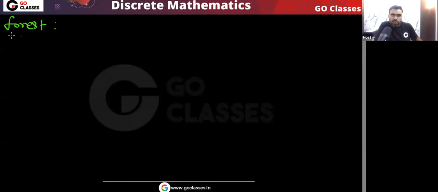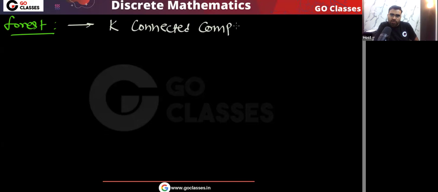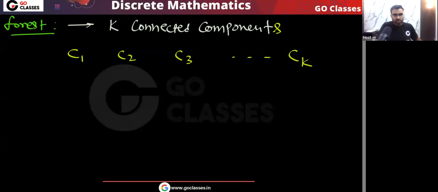In this forest you have total n vertices and there are k connected components. This we already know: in a forest every connected component is a tree, because what is a forest? That is basically a collection of trees. So forest means acyclic graph, so every connected component will be a tree. So you can see here these are the k connected components. Let me write it. For example, let's assume this is connected component C1, C2, C3, and so on up to Ck. These are the connected components.